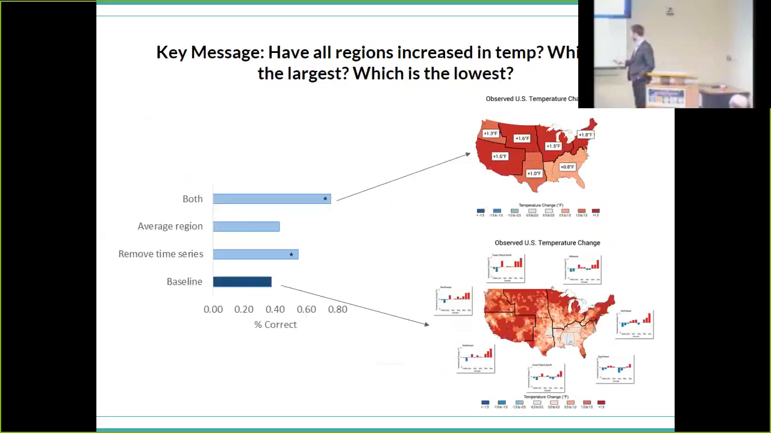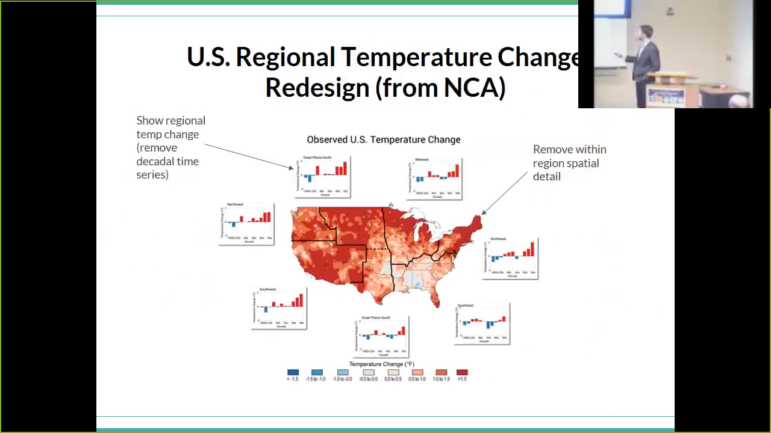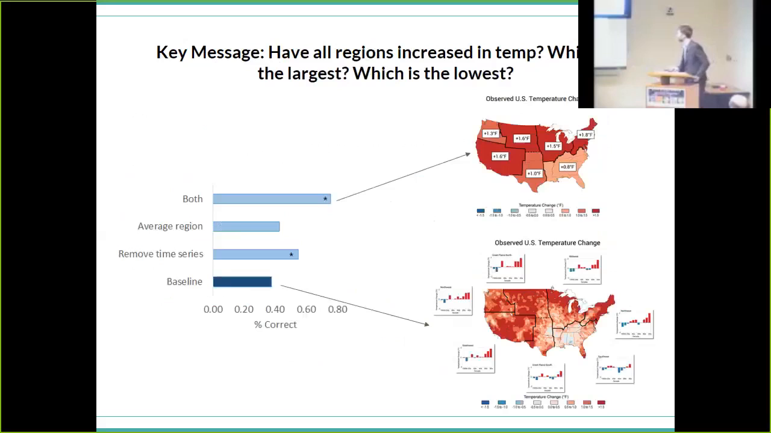There's nothing about needing to know that this part of California is warming less than Southern California, or necessarily needing to know about cycles of temperature change in the Southeast. So this is kind of a classic example of scientists saying, well, there's all this great stuff and everyone needs to know about it, but I just want you to know this simple thing first. And so the variety of designs that we went through was removing the time series, just looking at an average across a region and just using a color, and then doing both, which just looks like that, okay?